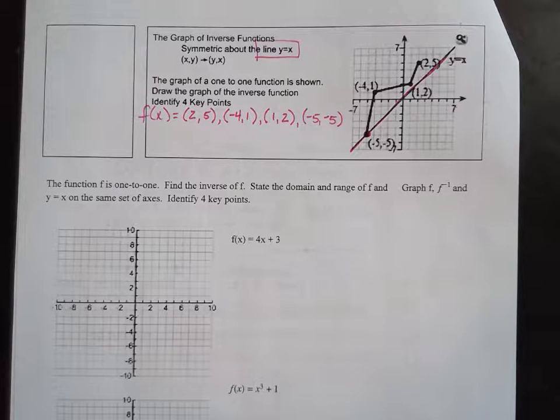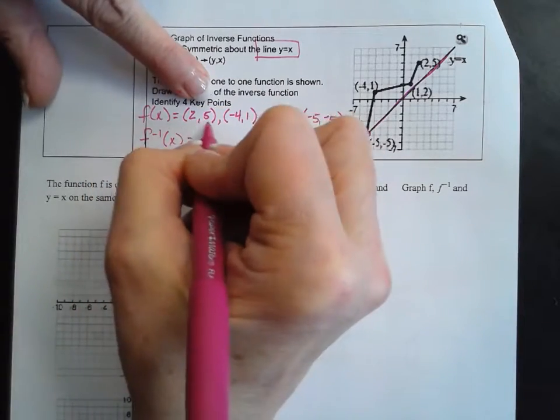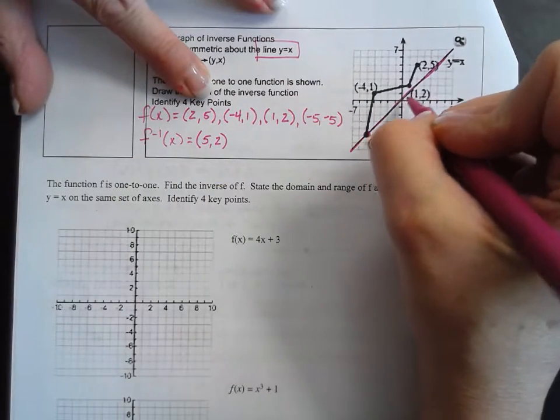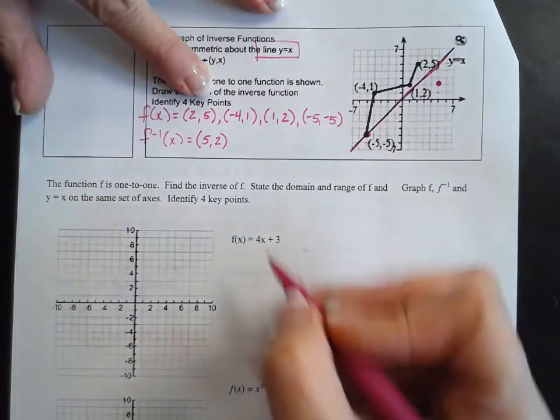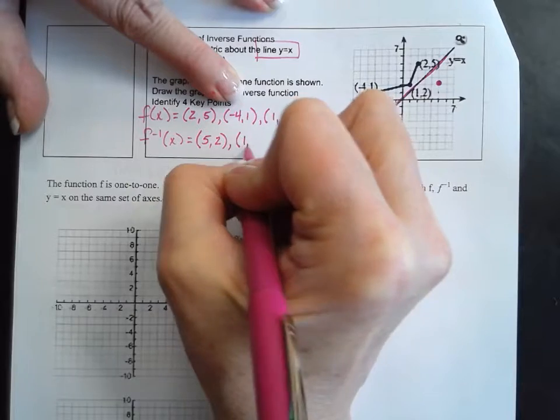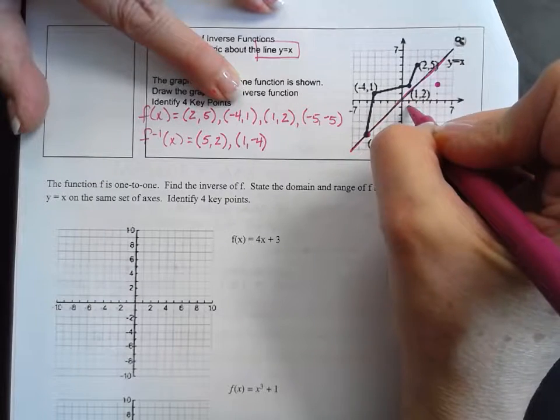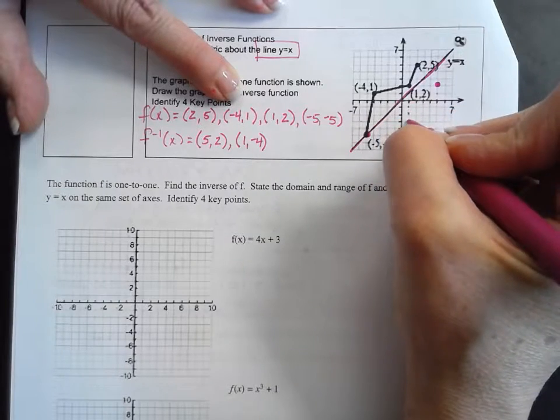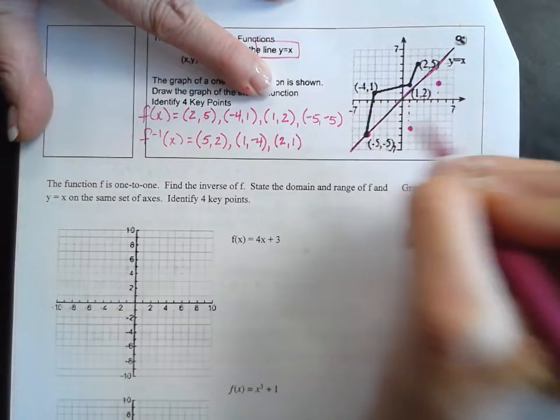Okay. So my inverse, I'm going to flip-flop my ordered pairs. So I have over 5 and up 2. And then I'm going to have 1, -4. So over 1, oh, I'm sorry. Yeah, no, that's right, 4. And then I'm going to have 2, 1.